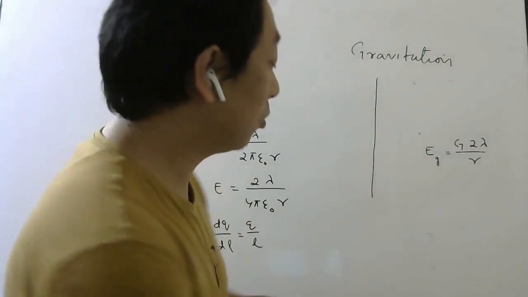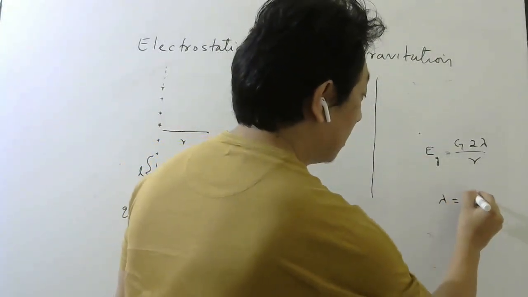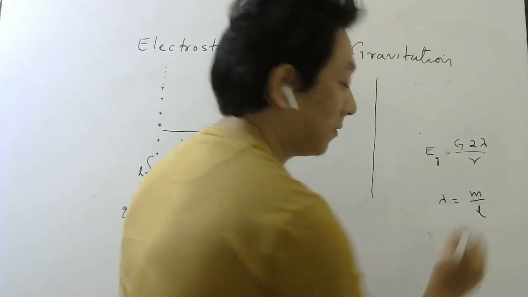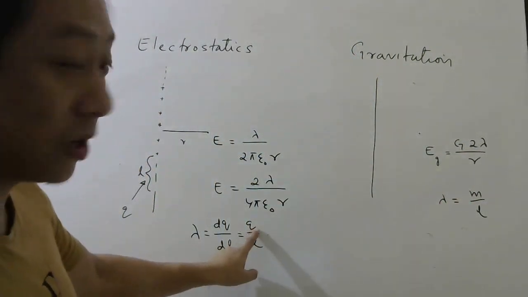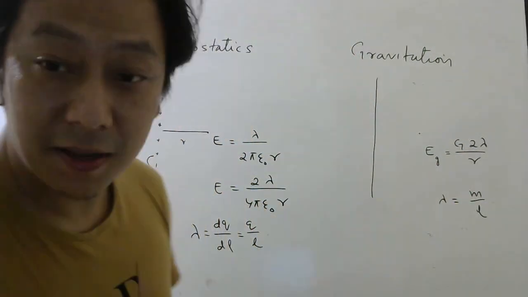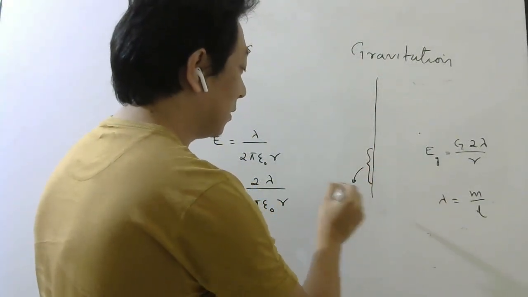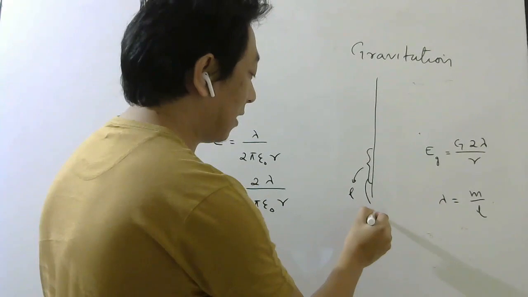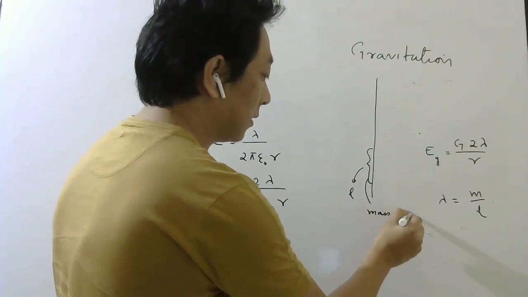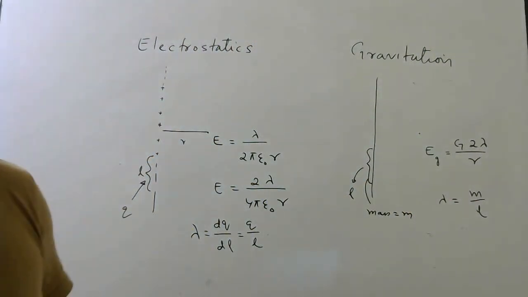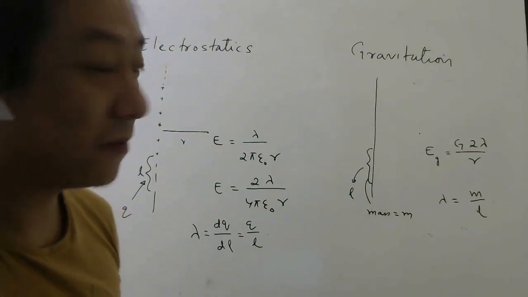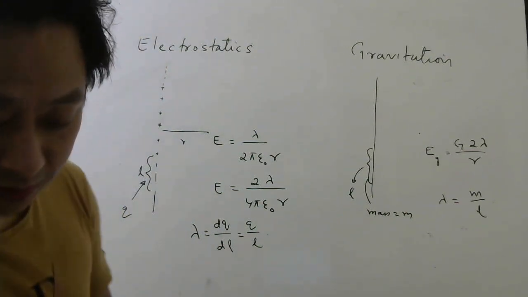Then 2 lambda. The only difference is lambda will be what? Mass per unit length, not charge per unit length. Wherever charge is there, you have to replace it by mass. So take some length. In this length, if I say mass is m, then this is your lambda. And what will be lambda? Linear mass density.